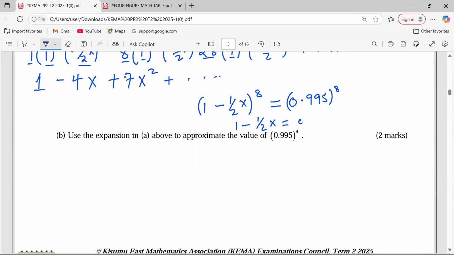Equal, that is 0.995. That way, if the powers are equal, the bases are also equal. Therefore, at this point, allow me to have half x on my right, where it shall become positive, then 1 minus 0.995, and this gives me 1 out of 200.